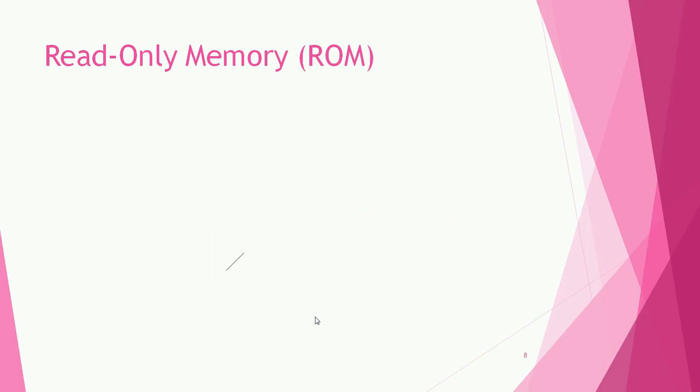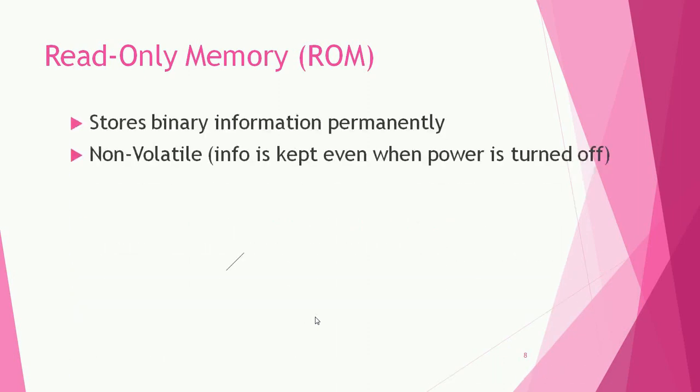Read only memory. As you know, it stores the binary information permanently. Read only, so only reading is allowed. Once the information is stored, it will be stored permanently. You cannot erase the information. It is non-volatile. Information is kept even when the power is turned off. So even though there is power loss, the information will not be erased.